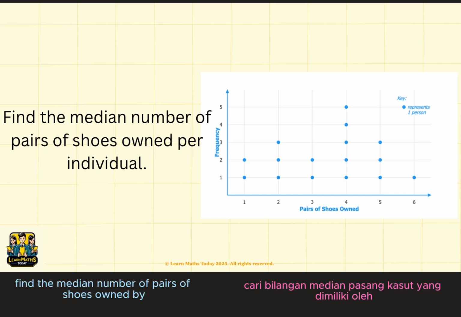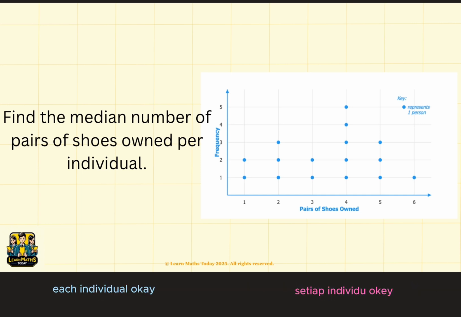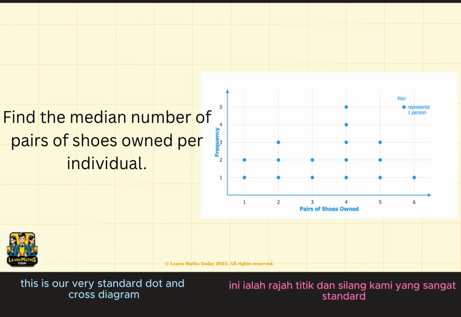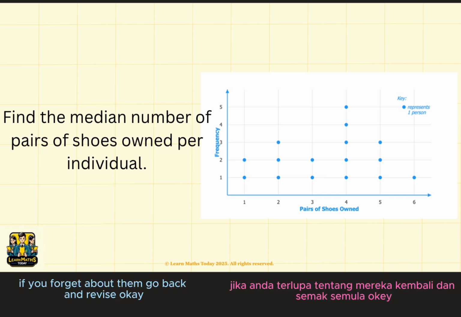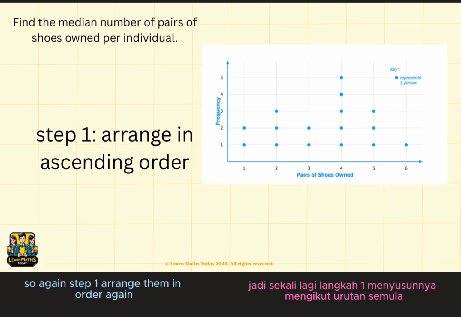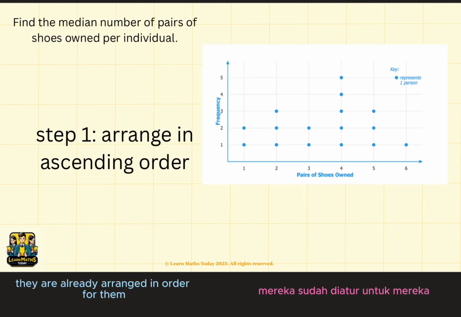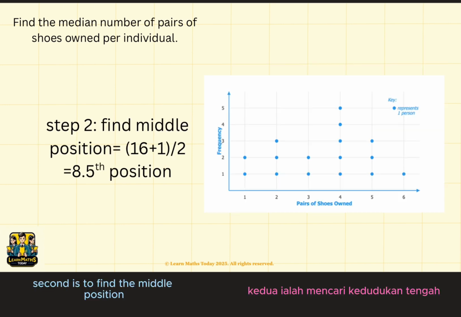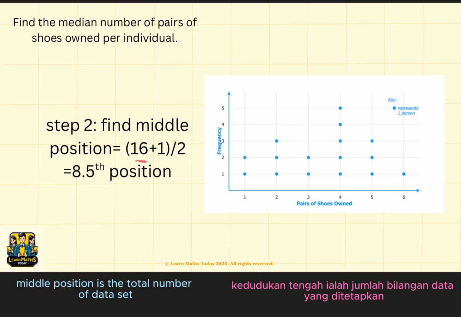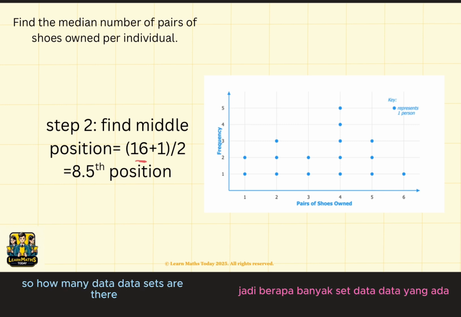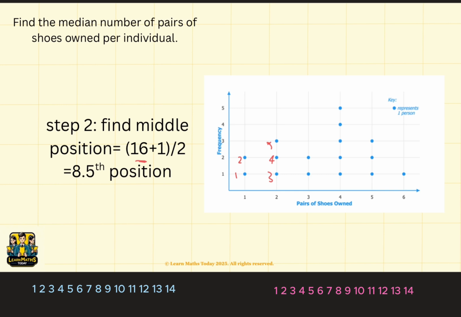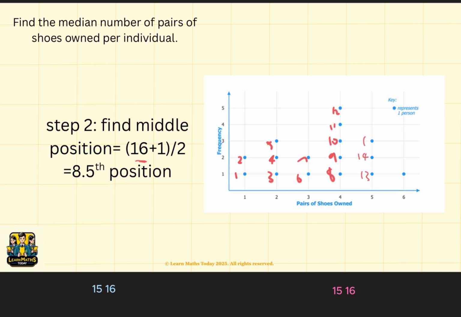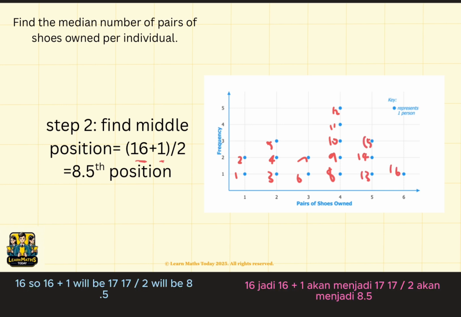Find the median number of pairs of shoes owned by each individual. Again, this is our very standard dot and cross diagram. If you forget about them, go back and revise. Again, step 1, arrange them in order. They are already arranged in order for a dot and cross diagram, so that saves you some time. Second is to find the middle position, which uses the total number of data. How many data are there? 1, 2, 3, 4, 5, 6, 7, 8, 9, 10, 11, 12, 13, 14, 15, 16. 16 plus 1 will be 17.